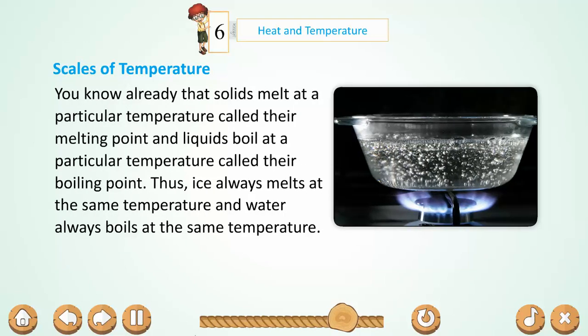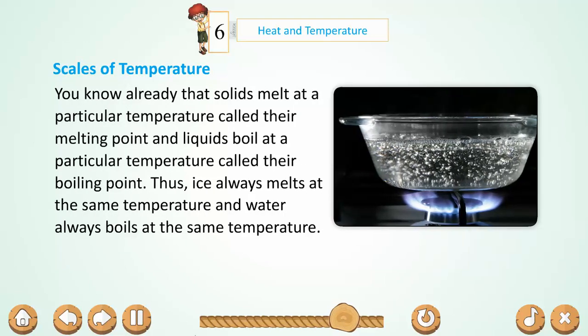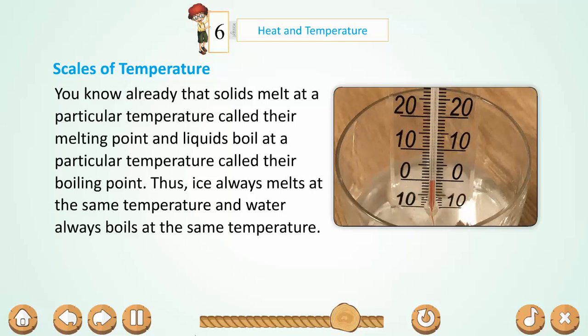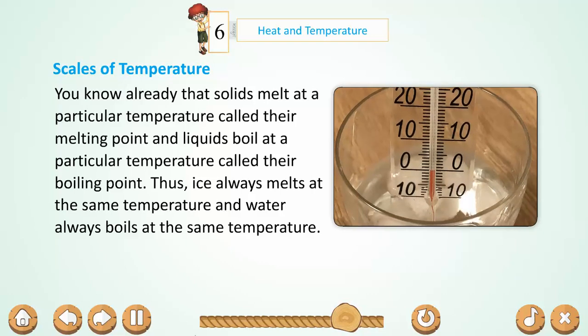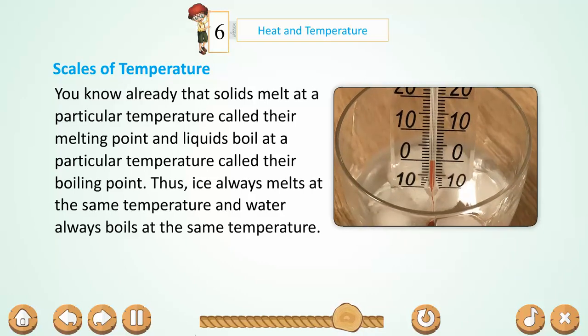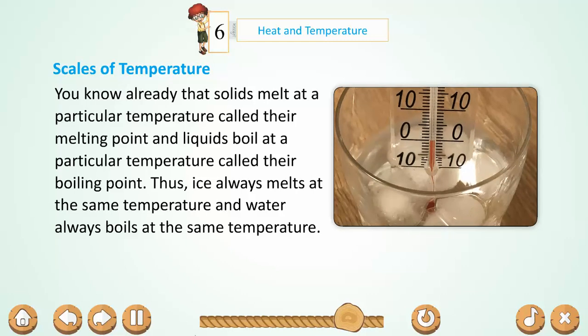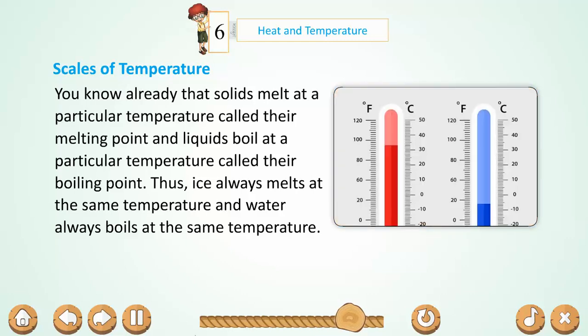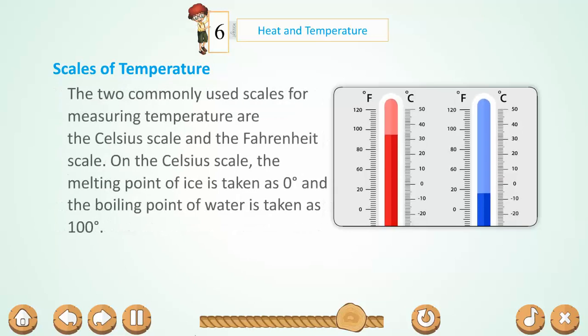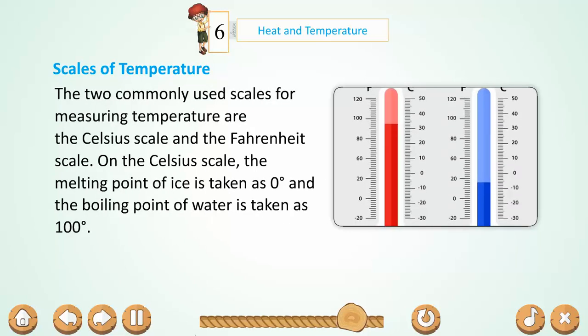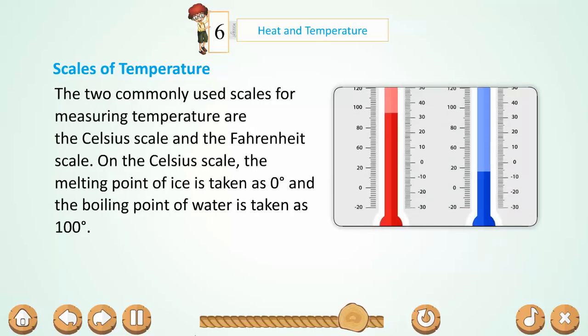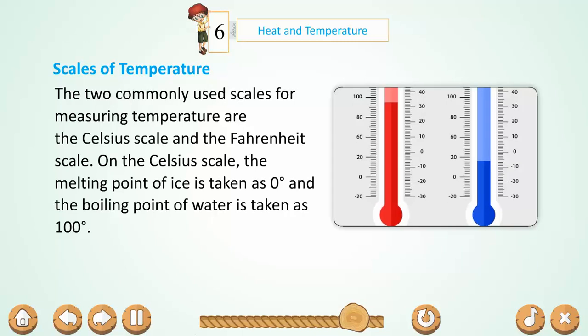You know already that solids melt at particular temperatures called their melting points, and liquids boil at a particular temperature called their boiling points. Thus, ice always melts at the same temperature and water always boils at the same temperature. The two commonly used scales for measuring temperature are the Celsius scale and the Fahrenheit scale.